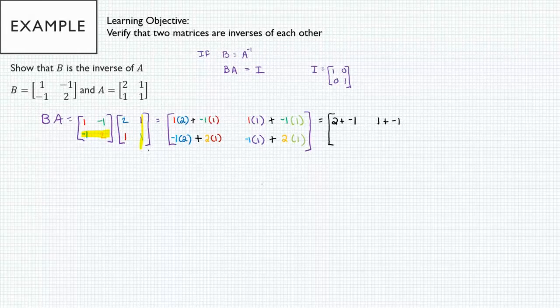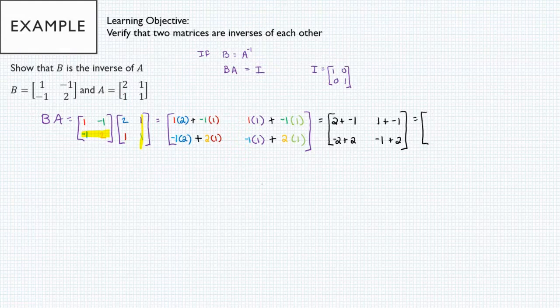Then I'm going to go to the bottom row. I have a -1 times 2, so that's -2, plus 2 times 1 is 2. And then I have a -1 times 1, so that's -1. 2 times 1 is 2. Now we're going to add all of these together. So I have 2 plus -1, so that gives me a 1. I move to the right. 1 plus -1 is 0. -2 plus 2 cancels out, that's 0. -1 plus 2 adds to 1. And that gives us our identity matrix.